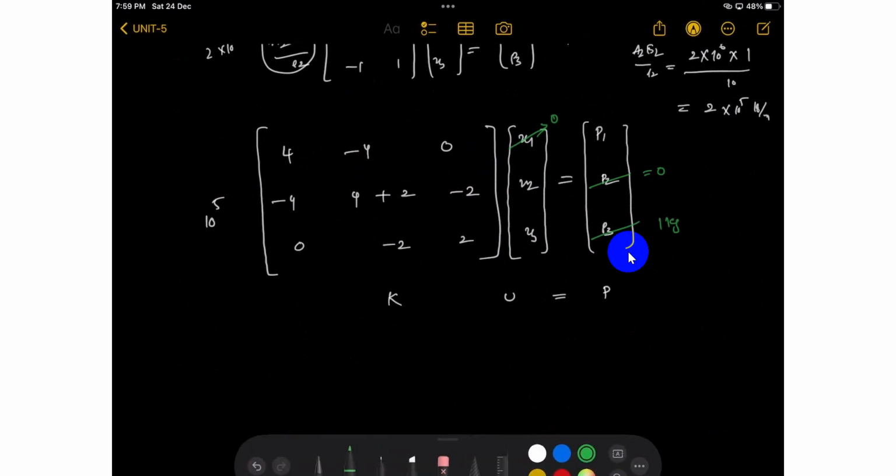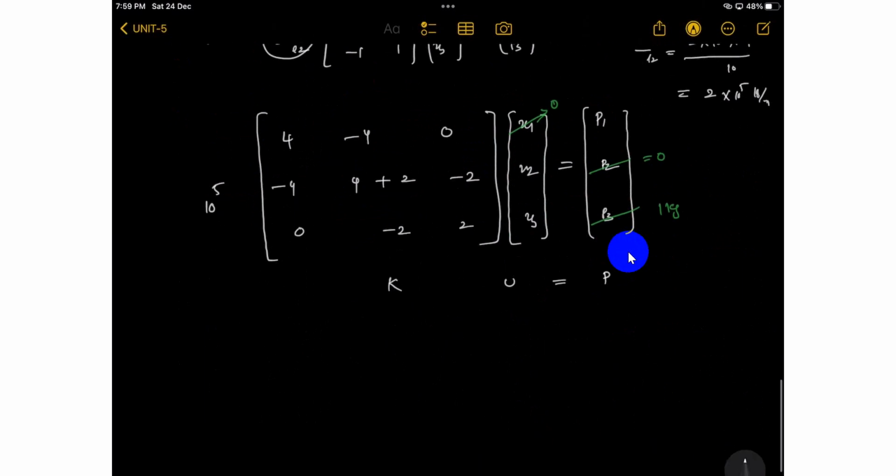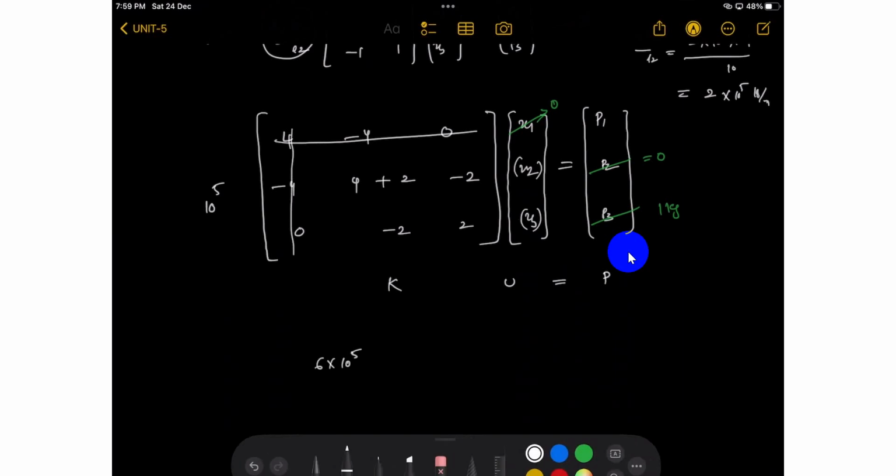Now you can solve the remaining equations. You can find out u2 and u3. Two equations, two unknowns, just two equations. You can try it out. So 6 into 10 power 5, otherwise 10 power 5 outside.